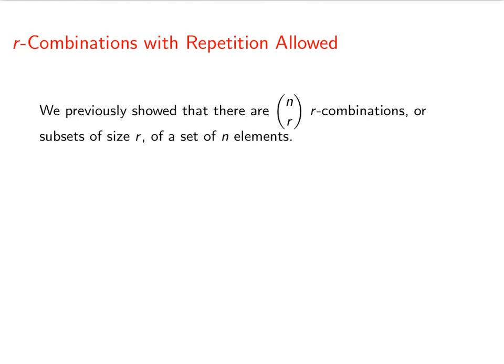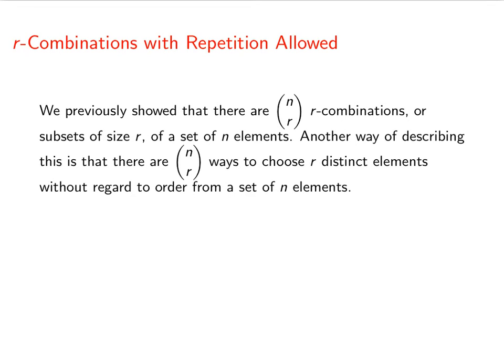Hello, discrete math fans. We're now going to discuss R combinations with repetition allowed. Now in the last section, we showed that there are n choose R combinations, or subsets of size R, of a set of n elements. Another way of describing this is we can say that there are n choose R ways to choose R distinct elements without regard to order from a set of n elements.